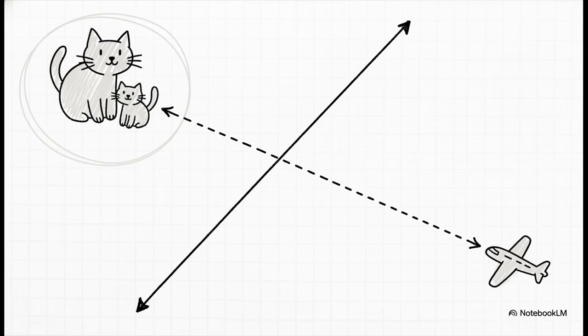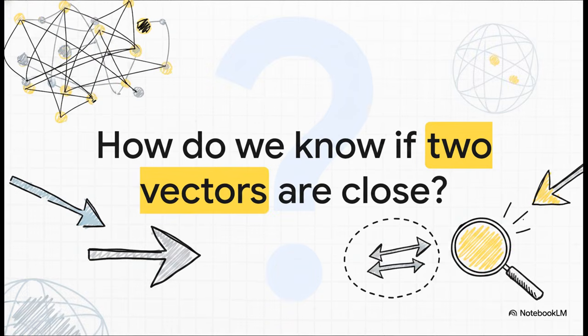This is literally the central paradigm of vector databases. We're bridging the semantic gap. We aren't just searching for exact keyword matches anymore. We're actually searching for concepts that are located near each other in space. But this brings up an immediate, super practical question. In a geometric space with over 1,000 dimensions, how do we actually mathematically prove that two vectors are close together?